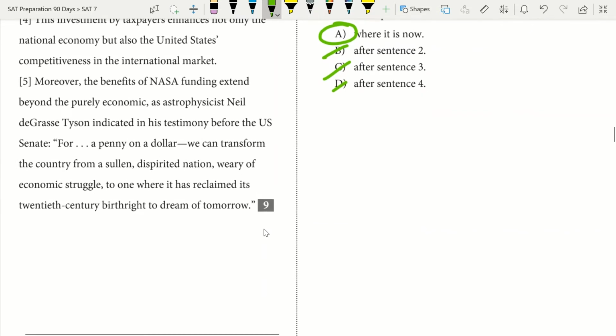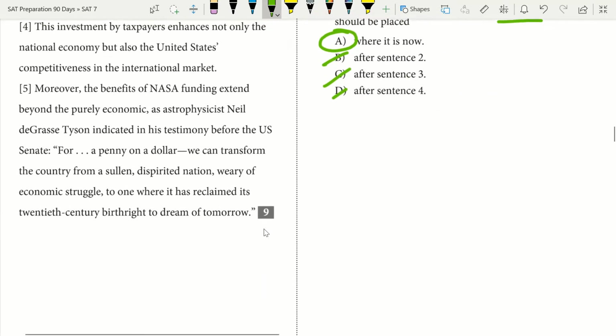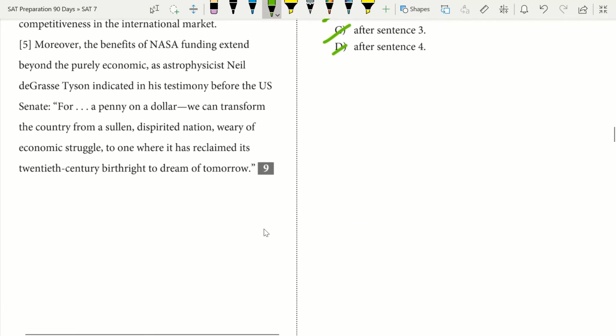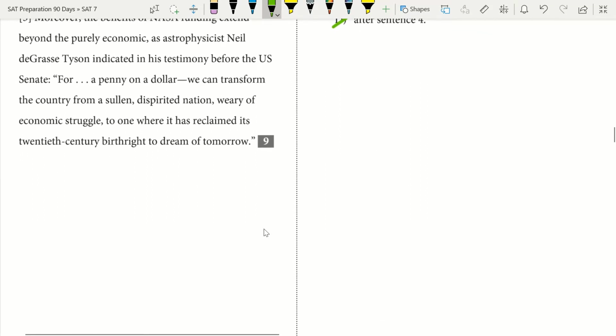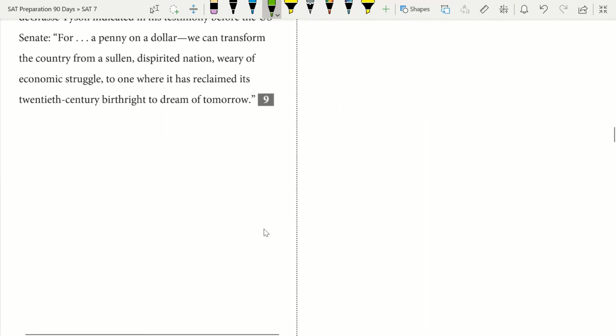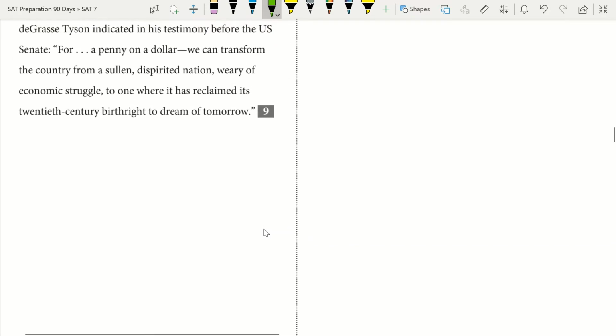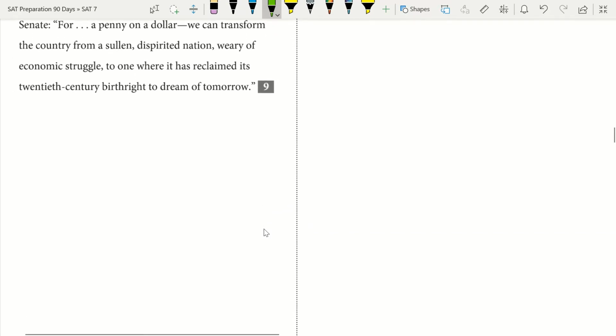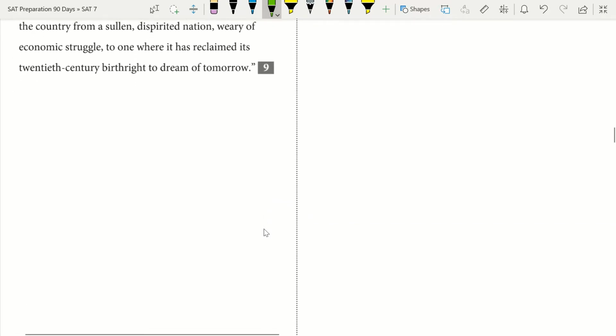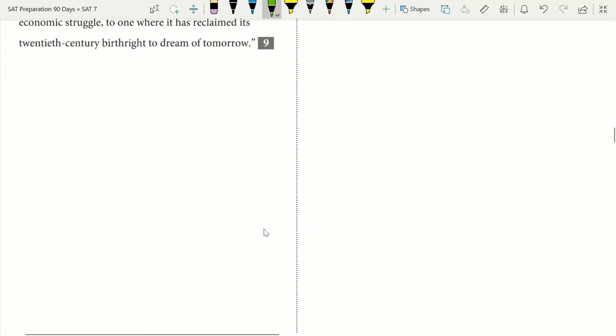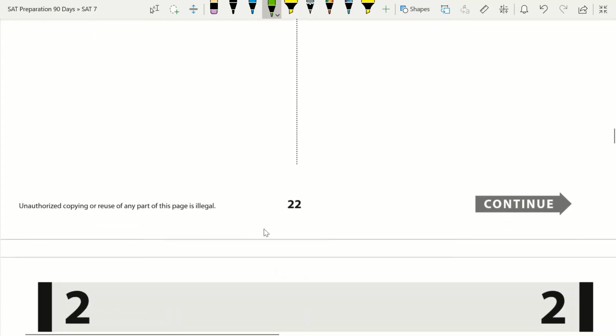in tax dollars in 2014. This investment by taxpayers enhances not only the national economy, but also the United States' competitiveness in the international market. Moreover, the benefits of NASA funding extend beyond purely economic, as astrophysicist Neil deGrasse Tyson indicated in his testimony before the U.S. Senate. "For a penny on the dollar, we can transform the country from a sullen, dispirited nation weary of economic struggle to one where it has reclaimed its 20th century birthright to dream of tomorrow."